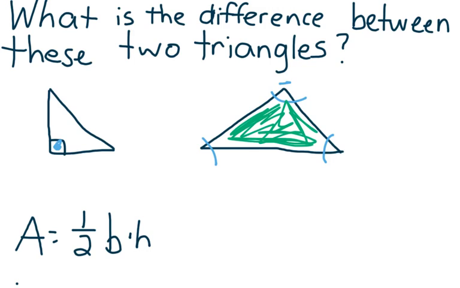Okay, so if we look at the right triangle, we can see that there's clearly a base and there's clearly a height. How about the acute triangle? Well, there is clearly a base, but there's no height. This is not height. This is not height. So what are we going to do? We are going to create a right triangle inside of the triangle. So now we have a height.